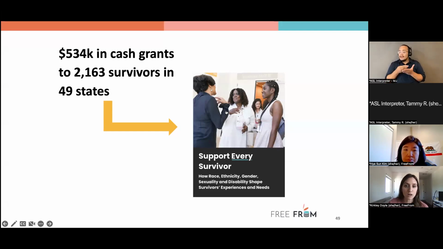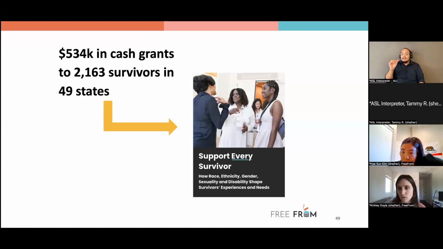But it has really helped our team at FreeFrom work with and directly hear from survivors about their needs, alongside being able to get cash directly to survivors. The data we're going to highlight in this presentation was from the second round of our Safety Fund, which we conducted in November of 2020. As you can see on this slide, we got $534,000 in cash grants to over 2,100 survivors in 49 states. And from this data, we were able to author our Support Every Survivor report. I also just want to quickly flag that on our website, freefrom.org, we have screen reader friendly and audio versions of our report in addition to the PDF, in case those are helpful for folks.